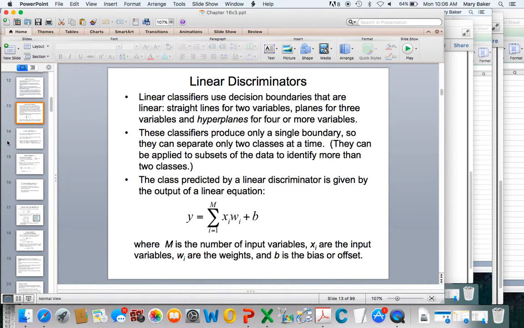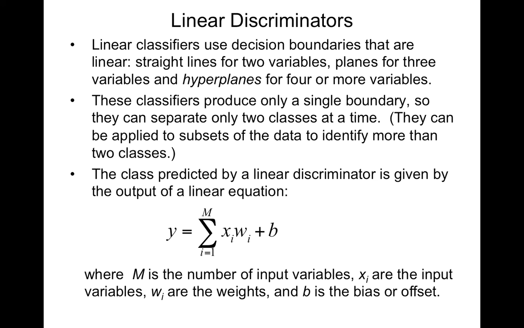All right, so let's talk a little bit more about linear classification, and we'll talk about linear discriminators. Linear classifiers, as we discussed in Lecture 1, use decision boundaries that are linear. So we would have a straight line for 2 variables, a plane for 3 variables, a hyperplane for 4 or more variables, and so on. And these classifiers produce only a single boundary, so they will separate only 2 classes at a time. Now, they can be applied to subsets of the data to identify more than 2 classes.